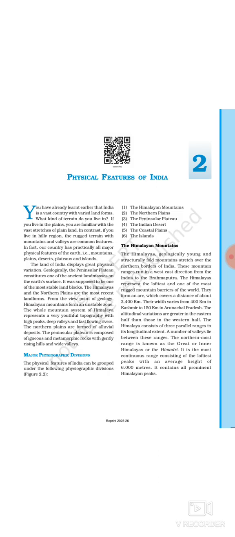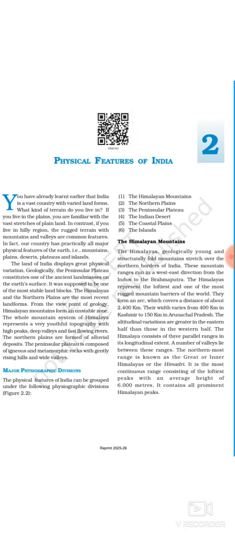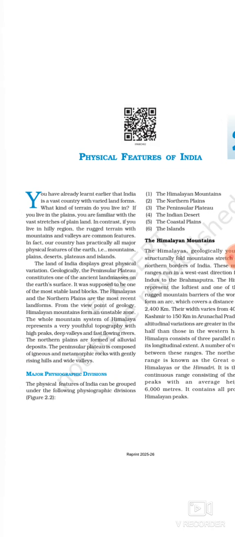The name of this chapter is the Physical Features of India. So what are we going to discuss in this chapter? We will discuss the major physiographic divisions of India, just like the Himalaya mountains, the northern plains, the peninsula plateau, the Indian deserts, the coastal plains, and the islands. I think you are well familiar with this chapter.